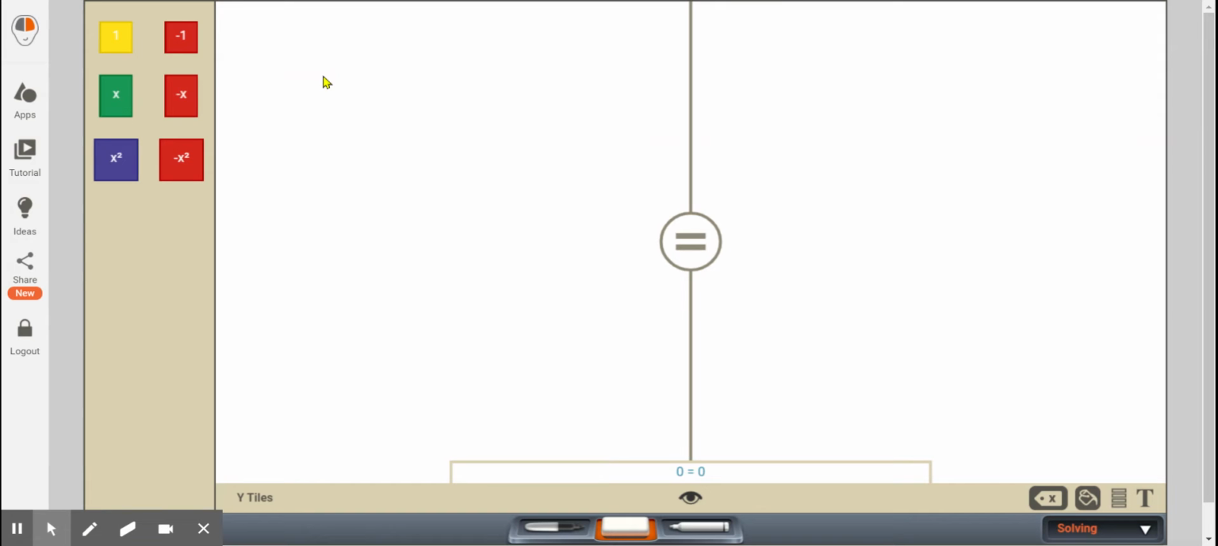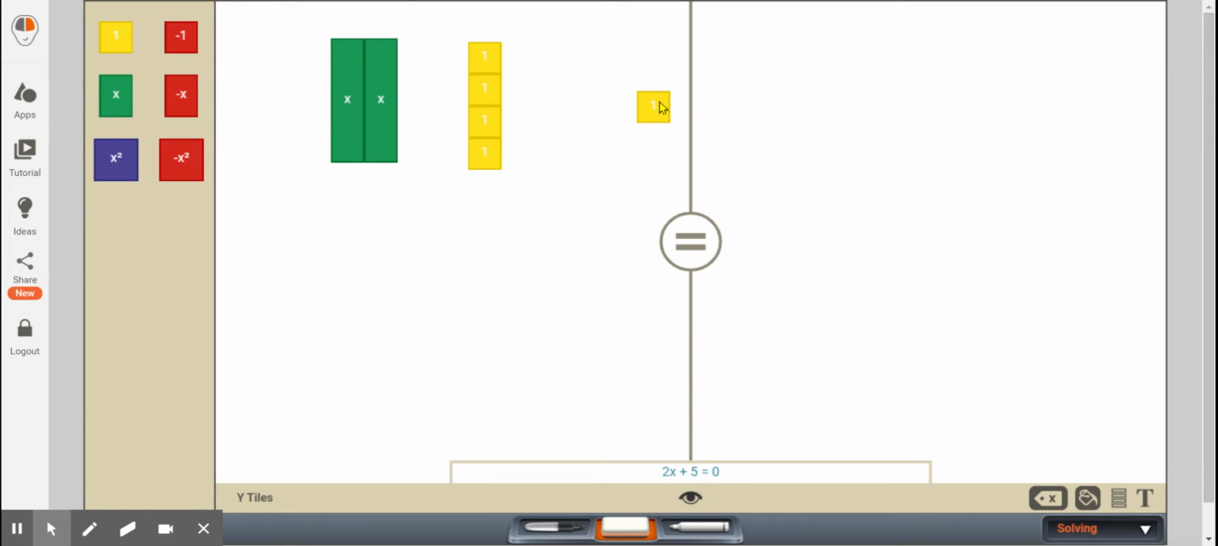Okay, and so we're going to start with grabbing a couple of the longer algebra tiles that are going to represent the variables. So let's just do two right here. The green ones are going to represent positives, and the yellow ones are also going to represent positives. Now, the x's are going to represent the variables, and the ones are just going to represent constants. So let's just say, for example, we have that right here.